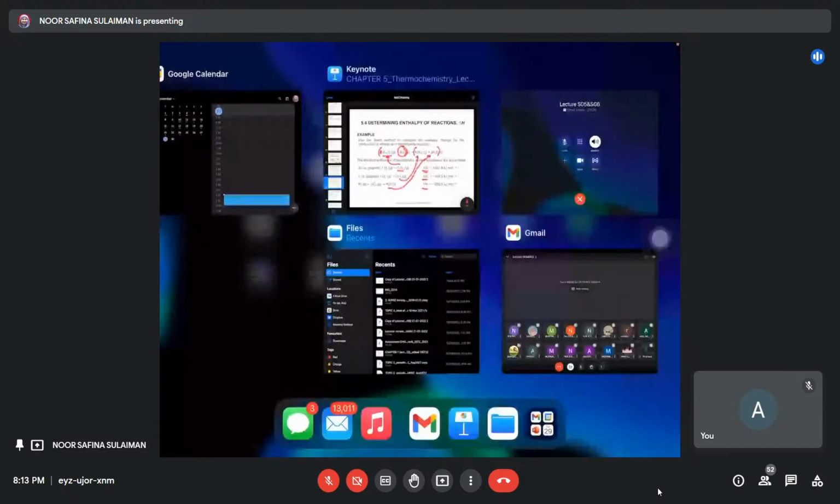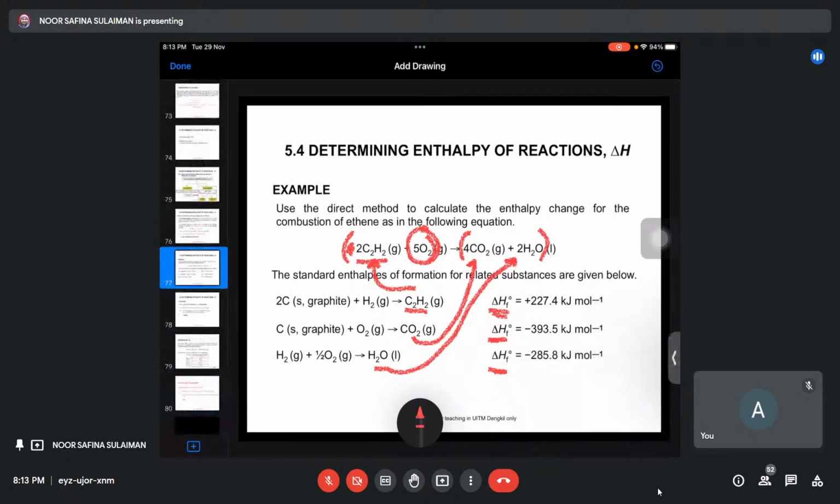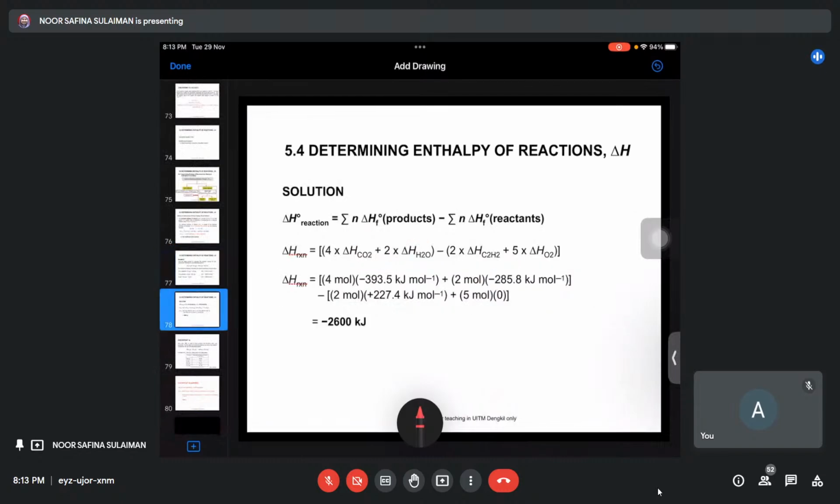Okay, sebab O2 ni, dia adalah pada dia punya standard state. Pada keadaan asal dia, so nilai dia adalah 0. Jadi dia tak perlu bagilah. Okey, jadi nak kira delta H naught reaction adalah product minus reactant.